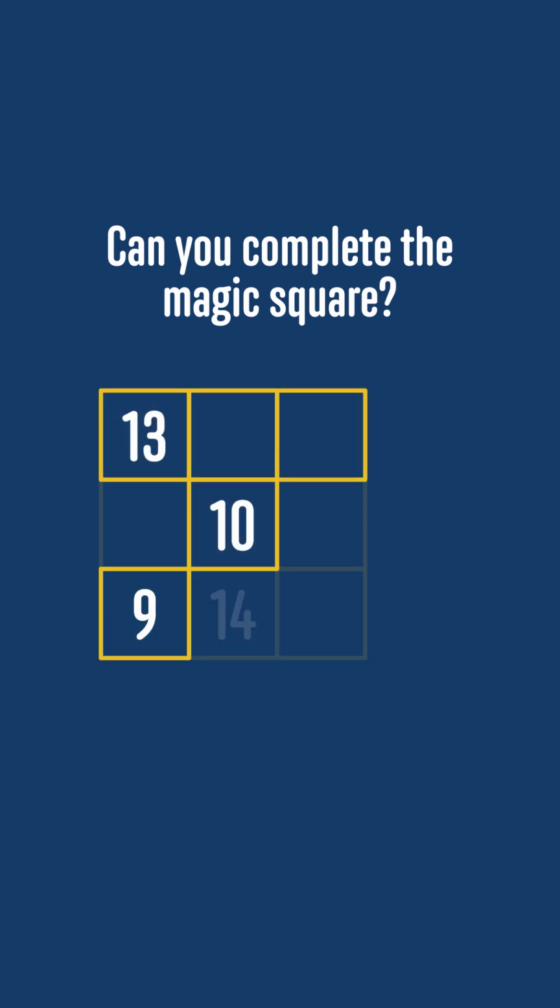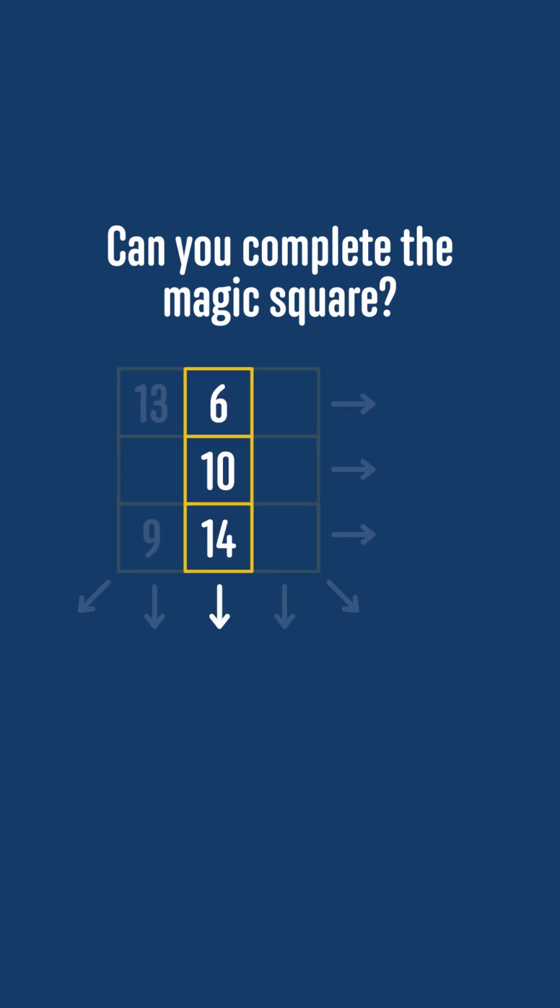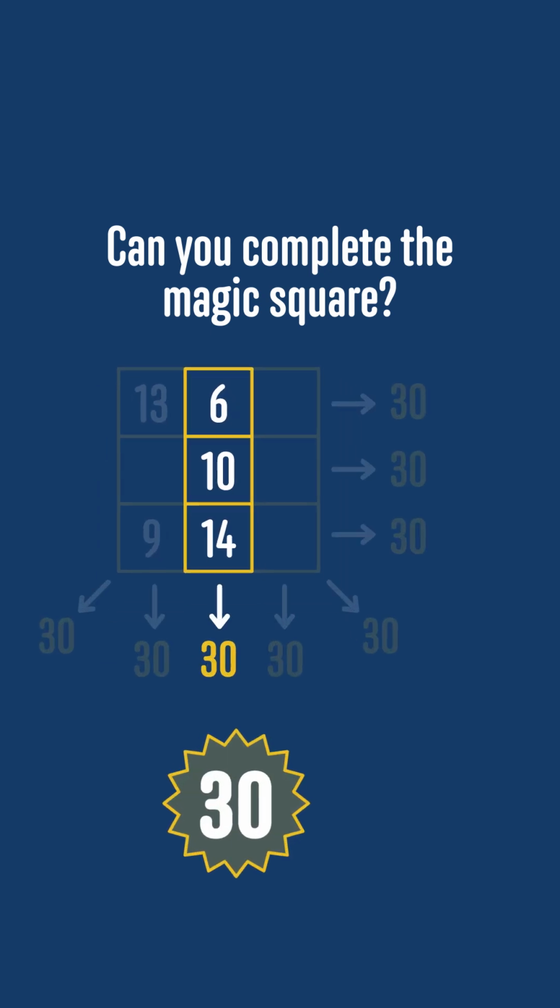Next, consider the top row and the other diagonal. Again, these sum to the same magic total, and both include the top right cell. So the total of the two red cells must equal the total of the two green cells. 9 plus 10 is 19, and so the top middle cell is 19 minus 13, which is 6. Now we have the complete middle column, so the magic total is 10 plus 14 plus 6, which is 30.